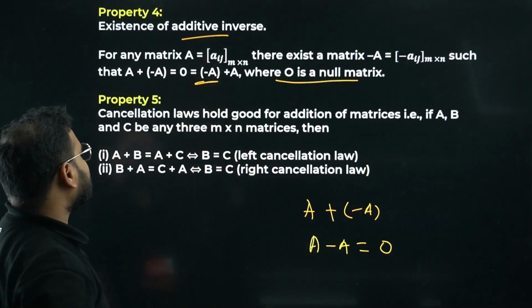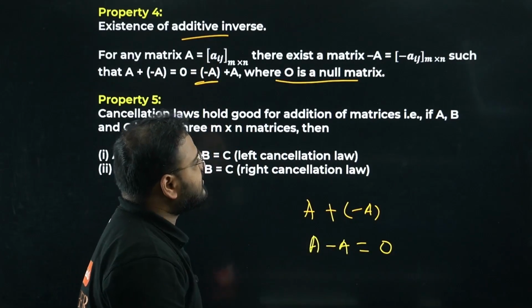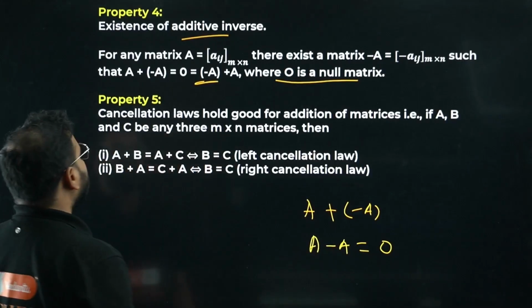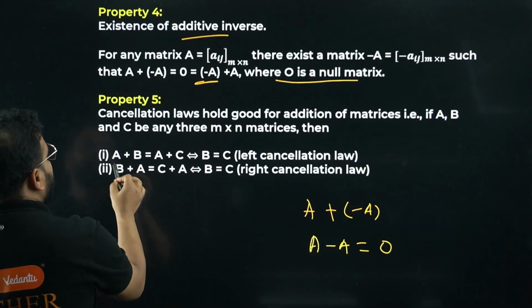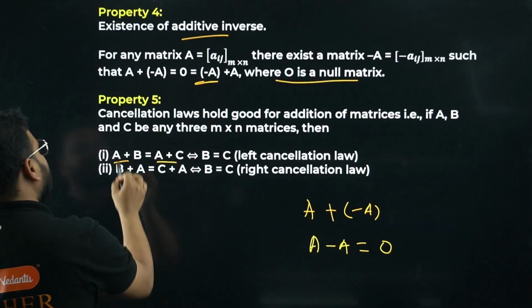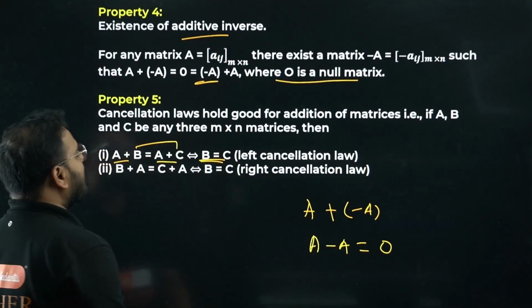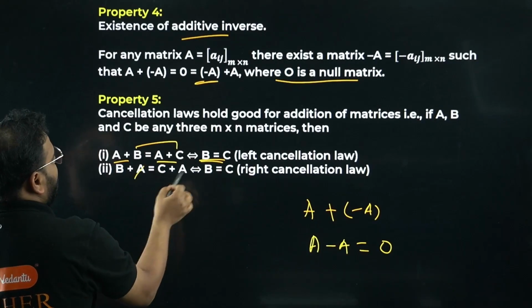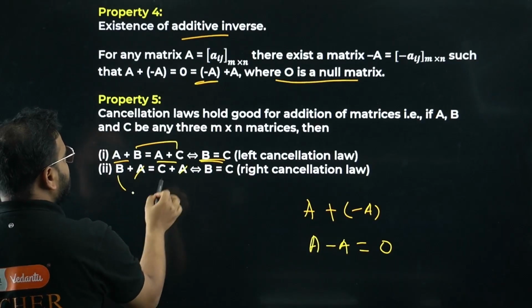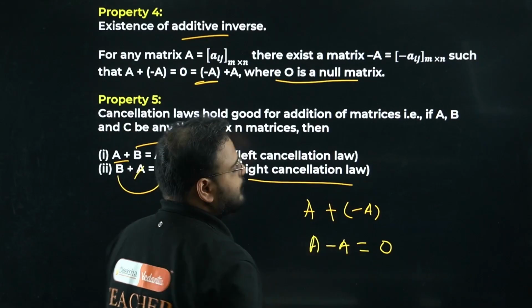Last one, cancellation laws hold good for addition of matrices. That is, if A, B, C are any three matrices, we can write A plus B and A plus C, right? It means A and A will be cancelled. We have B equal to C. Okay, left cancellation law. For the right one, we can cancel A and A from here. So what will we have? B equal to C. Right cancellation law.